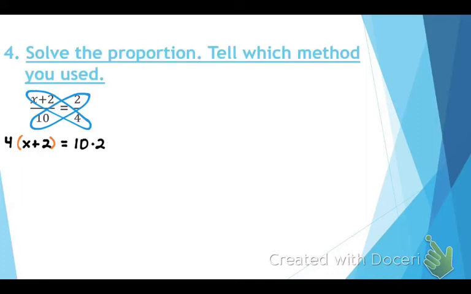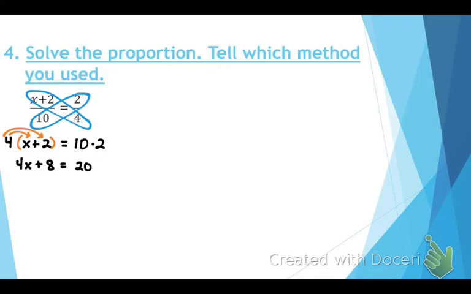Guys, what is it called when there's a number tucked on the outside that needs to get into everything on the inside of the parentheses? Distributive properties. So I've got to multiply the 4 by the x and by the 2. Guys, what is 4 times x? 4x. Plus, what's 4 times 2? 8. Equals, Hayden, what's 10 times 2? 20. Now we've got a two-step problem.